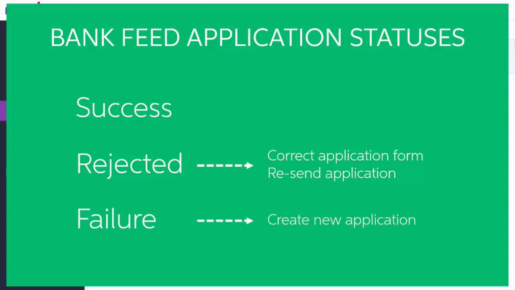The failure status most commonly means there was a problem with the account details you entered when setting up a paper application, so you'll need to create a brand new application with the correct details and process it again from the beginning. If the application is successful though, then you can activate the Bank Feed and begin using it to import transactions straight away.